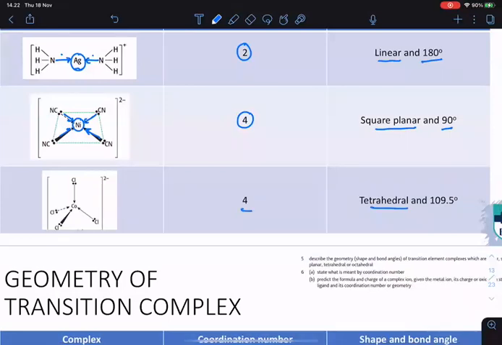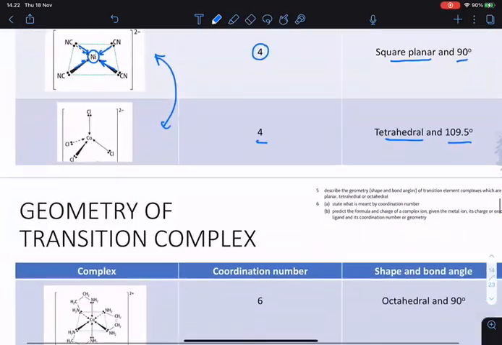Tetrahedral, 109.5. How do we know whether it's going to be square planar or tetrahedral? You just memorize, because there is no way to identify it. But by experience, you will know that nickel and CN are big, therefore they prefer to form a square planar. If you have cobalt and then Cl, they prefer to form the tetrahedral. So this one in your syllabus, memorize. That's why in this particular chapter you need to memorize.